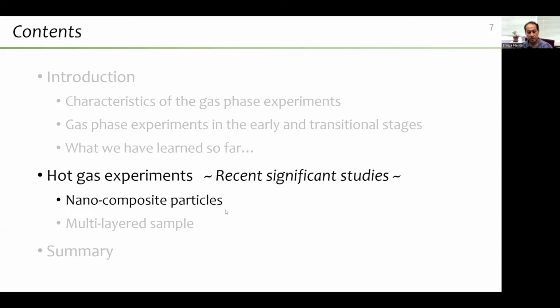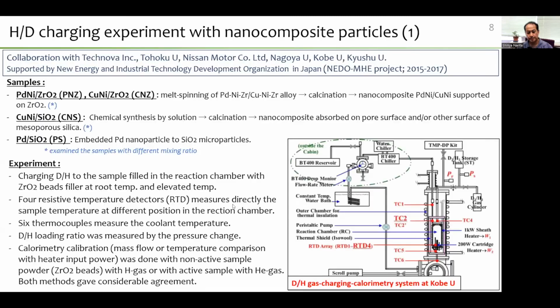Okay, moving on to the recent hot topics with nano-composite particles. Okay, so the hydrogen deuterium charging experiment with nano-composite particles. Well, this was originally a collaboration work with institutes, universities and companies, and also this was supported by the New Energy and Industrial Technology Development Organization in Japan. This is the so-called NEDO project.